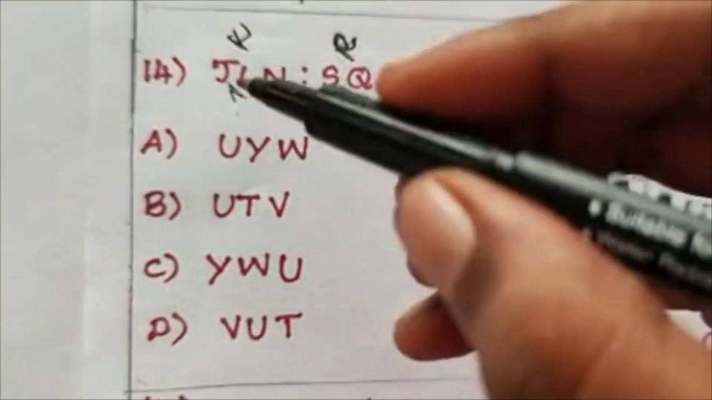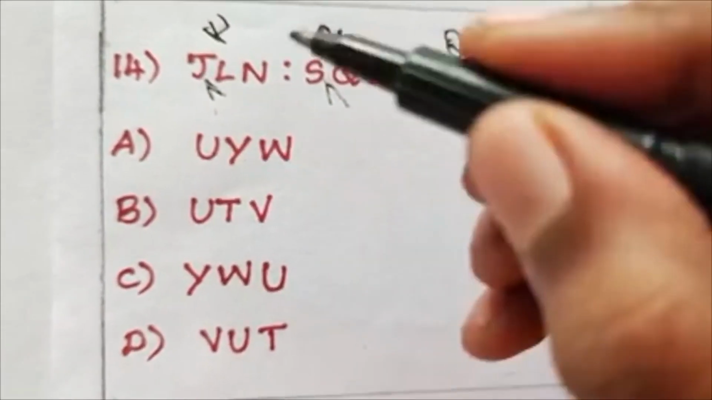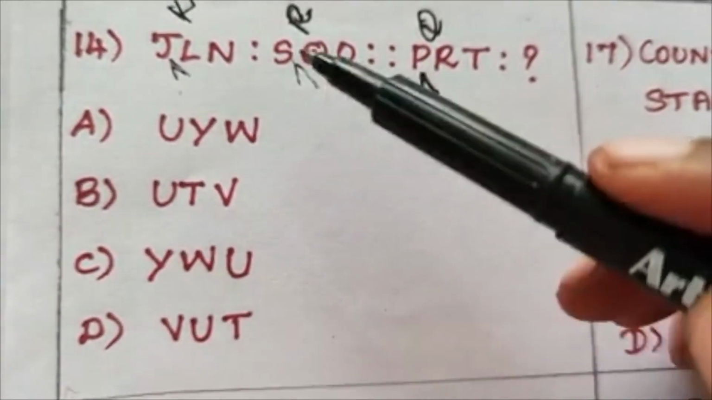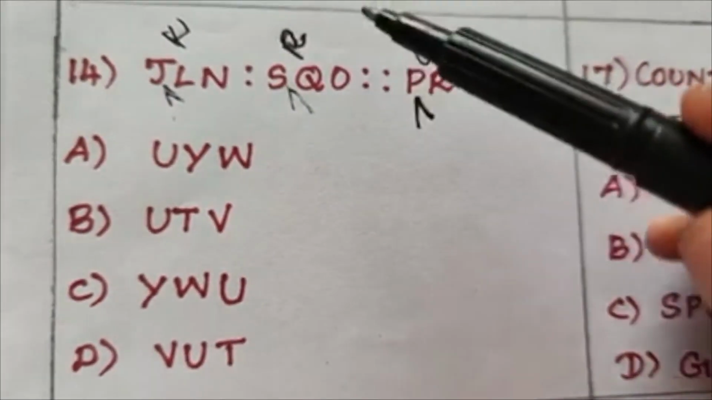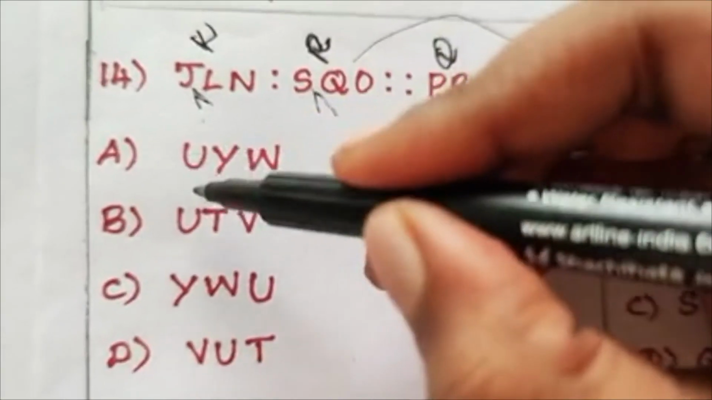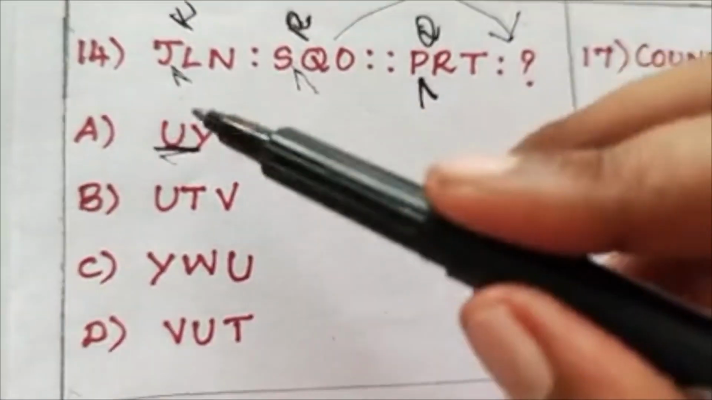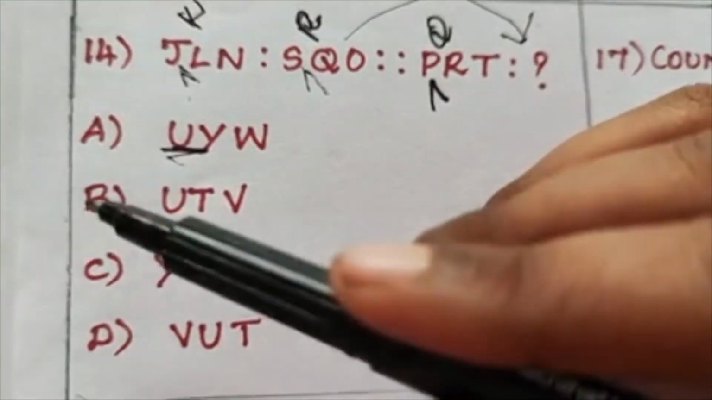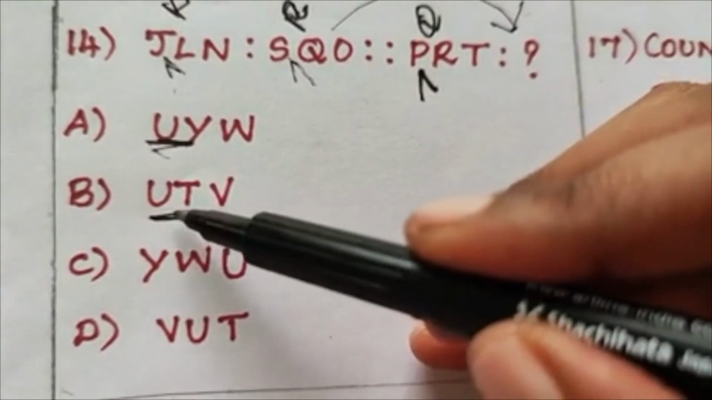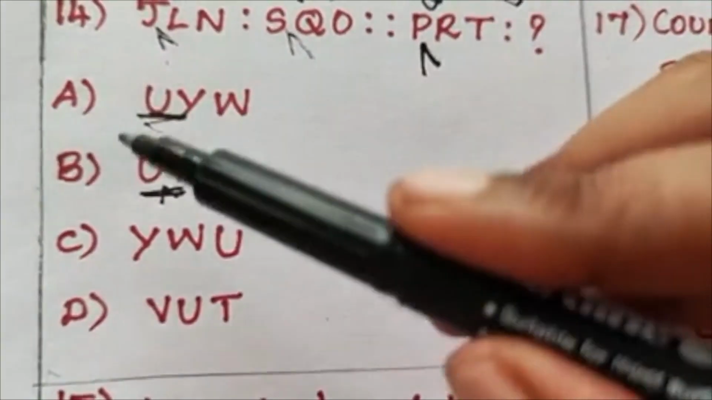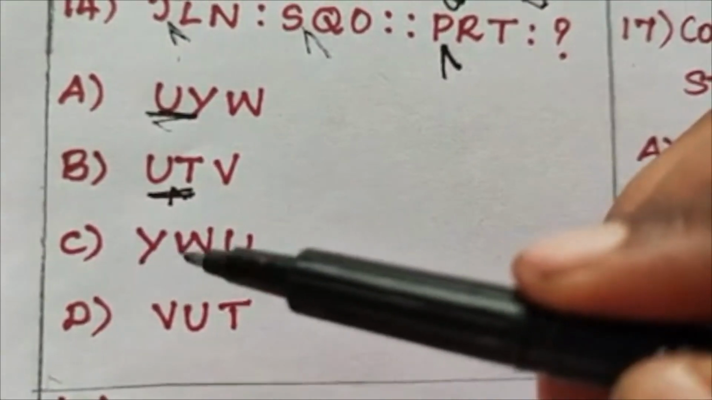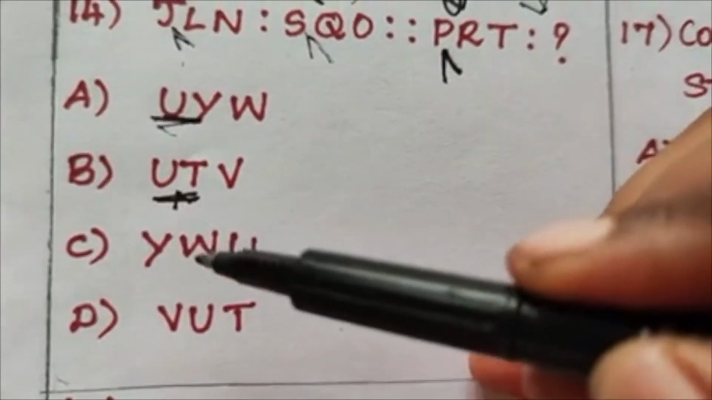So look at the first option, U, Y. U, Y is not in reverse order, because our second term is in reverse order, right? So similarly, our fourth term also must be in reverse order. So the first two letters are not in reverse order, so we skip this option. Next, look at the B option, U, T. It is in reverse order, but between T and U, is there any letter? No. So we skip B option also. Next, look at C option. So Y, W is in reverse order. So between Y and W, how many letters are there?